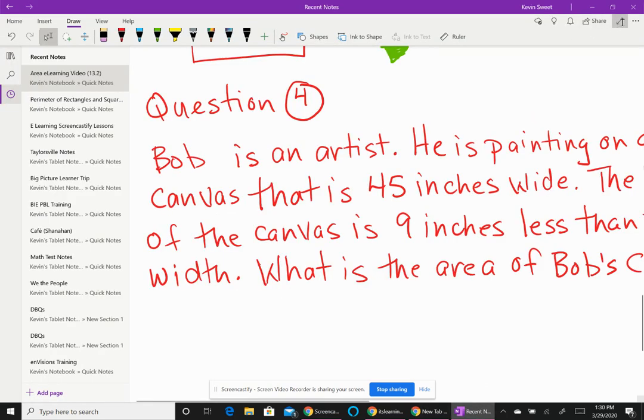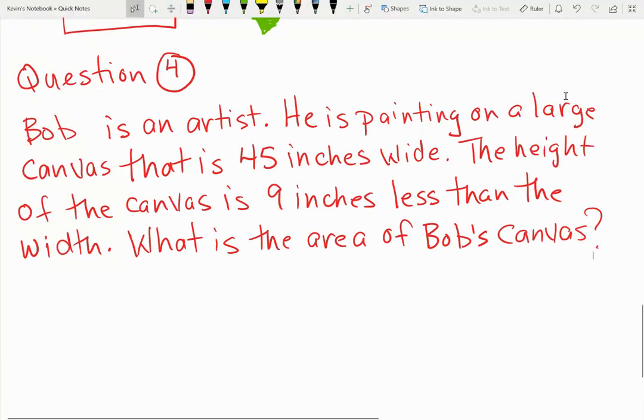Welcome back, 4th grade. This is our last question in this lesson. We are now on question 4. We have another word problem. I'll start out and read it for you. Bob is an artist. He is painting on a large canvas that is 45 inches wide. The height of the canvas is 9 inches less than the width. What is the area of Bob's canvas?